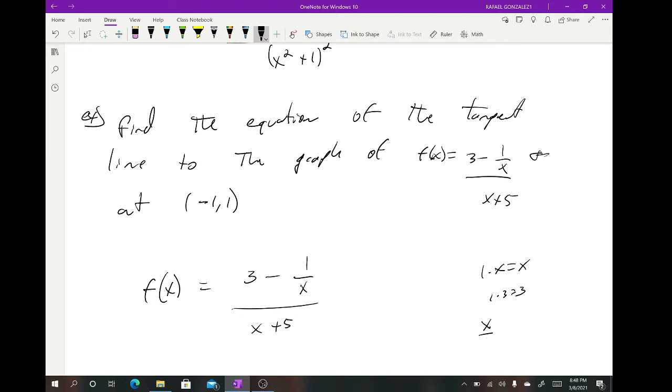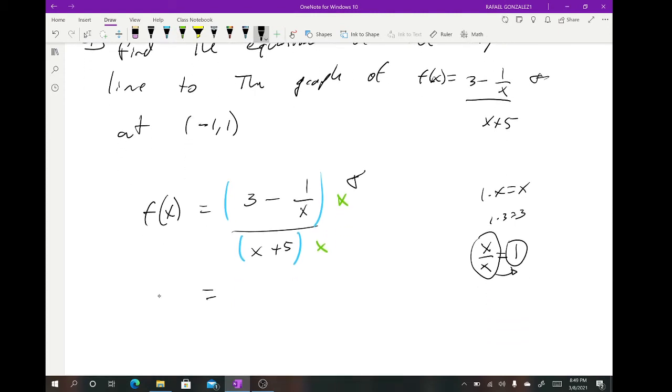Well, x over x is 1. So they're equal. So I'm allowed to actually multiply the top and the bottom of this function by x over x, because it's the same thing as multiplying by 1. That's exactly what I'm going to do. I'm going to multiply the top and bottom here by x.